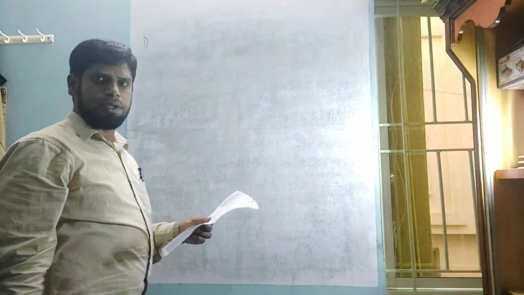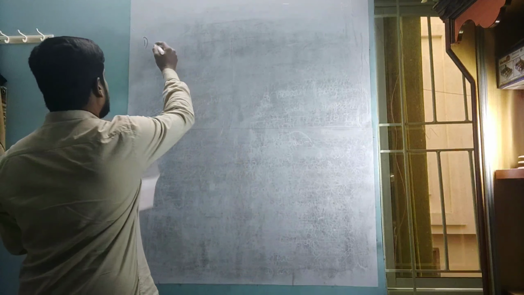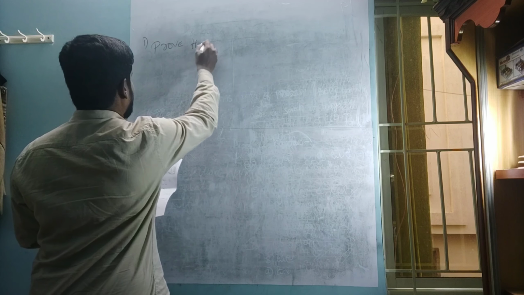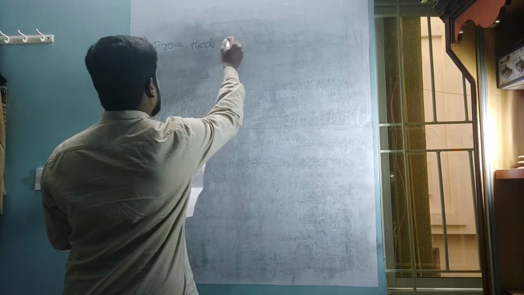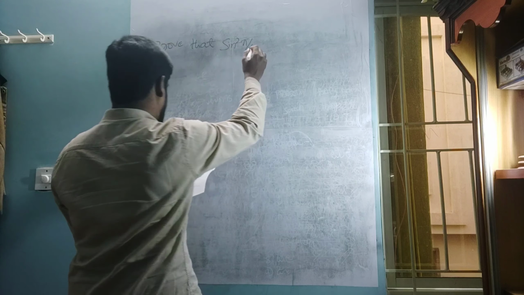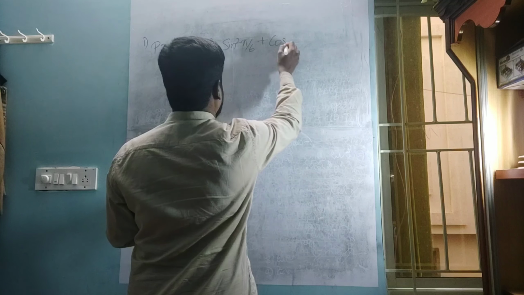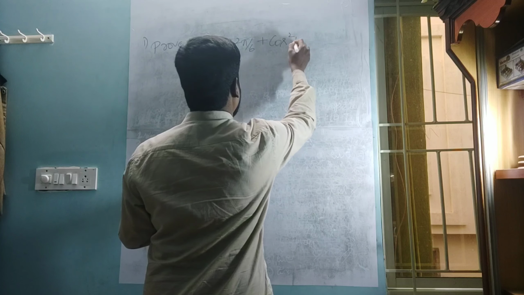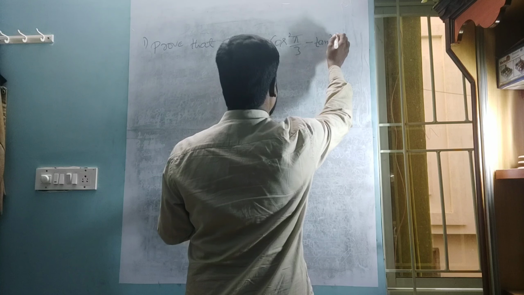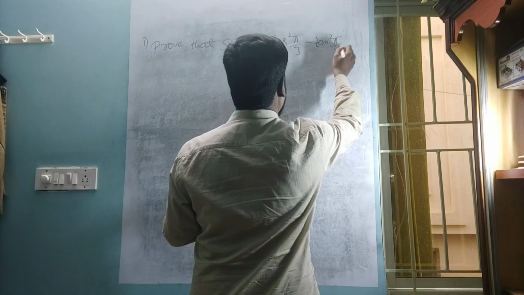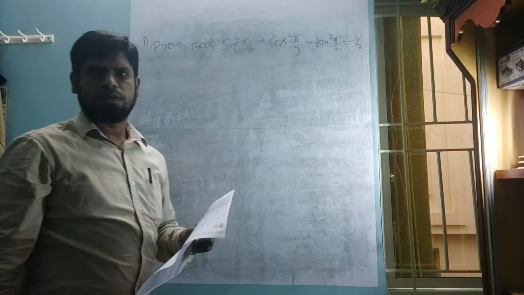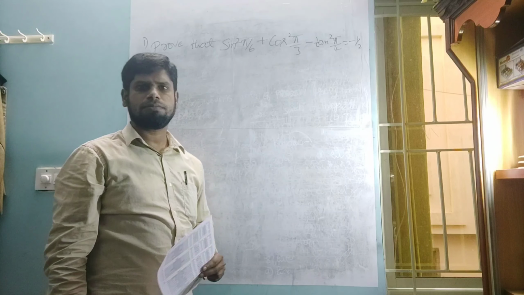So the first problem is: prove that sine square pi by 6 plus cos square pi by 3 minus tan square pi by 4 is equal to minus half. So this is the first problem.